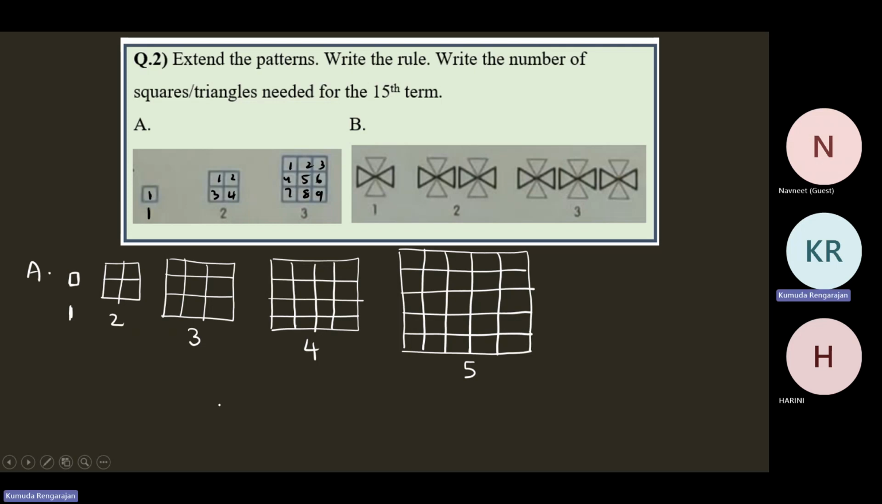So extend the patterns. It's enough. We have written 2 more and we have extended the pattern. This is enough. Write the rule. So can somebody say the rule?